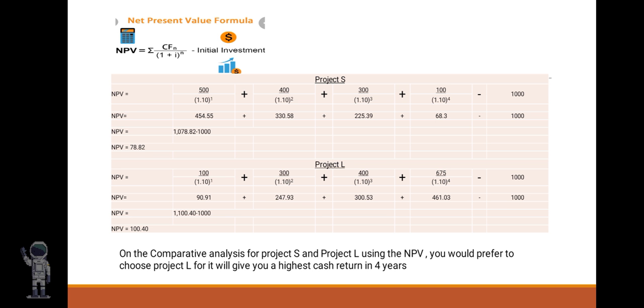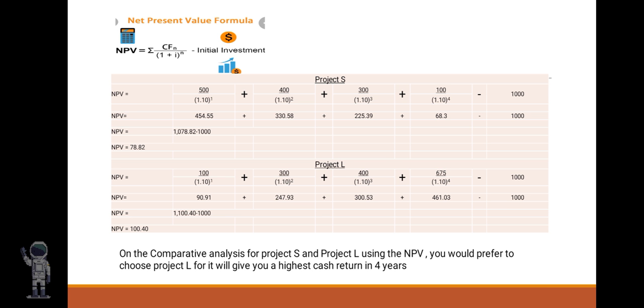While for the long term project L, the present values are 90.91, then 247.93 for year 2, then 300.53 for year 3, and 461.03 for year 4, which is its total present value.